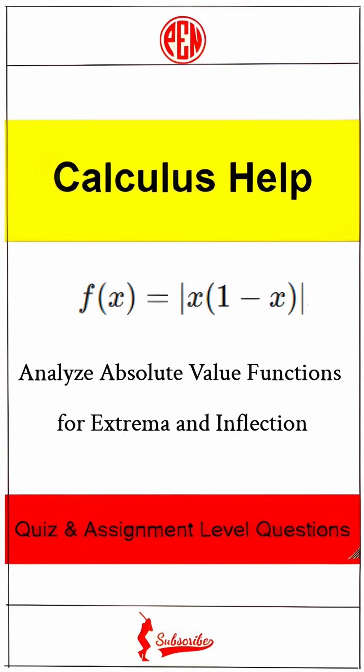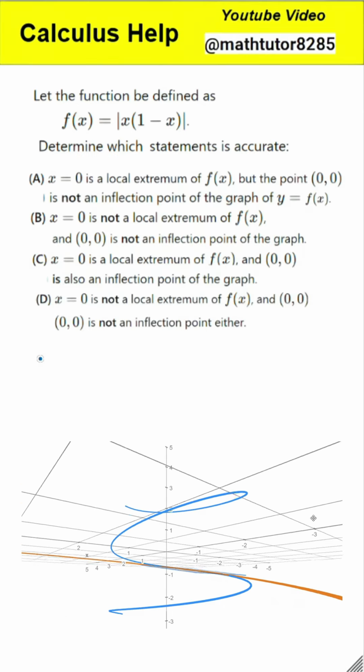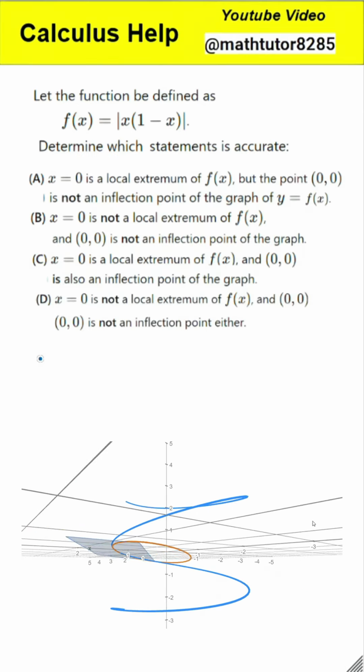This question is to analyze absolute value functions for extrema and inflection. Let the function f of x be defined as the absolute value of x times the quantity 1 minus x. Determine which of the following 4 statements is true.